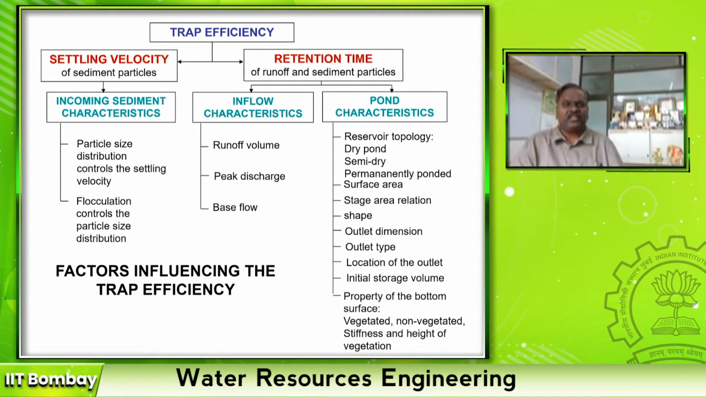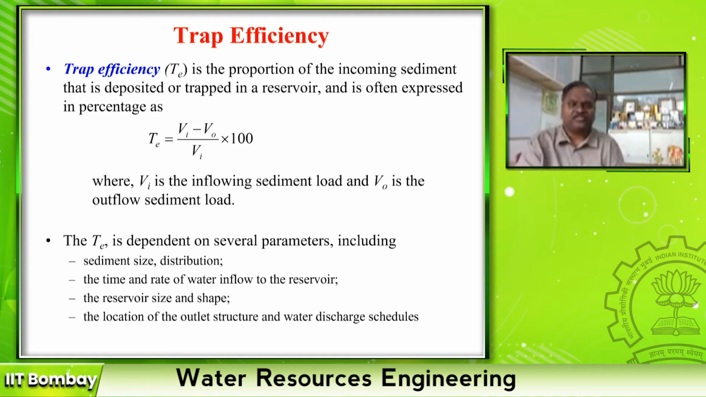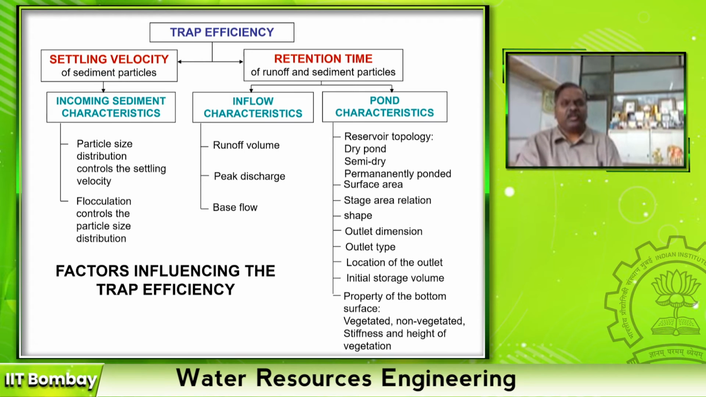This trap efficiency, as we see, is the ratio of the incoming sediment to the outgoing sediment, or how much trapped sediment is getting deposited in the reservoir. When it's not possible to measure, we do the estimation. While doing the estimation, the characteristics which govern this trap efficiency process are mainly two: one is the settling velocity of sediment particles, and the other is retention time. The settling velocity relates to incoming sediment characteristics, whereas the retention time is a reservoir operating characteristic.